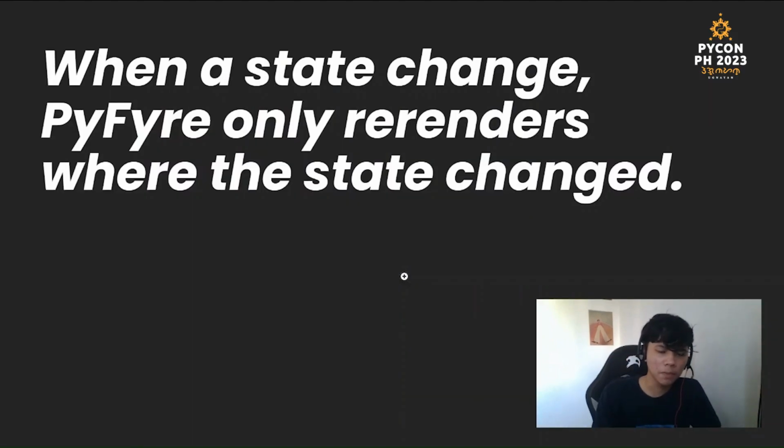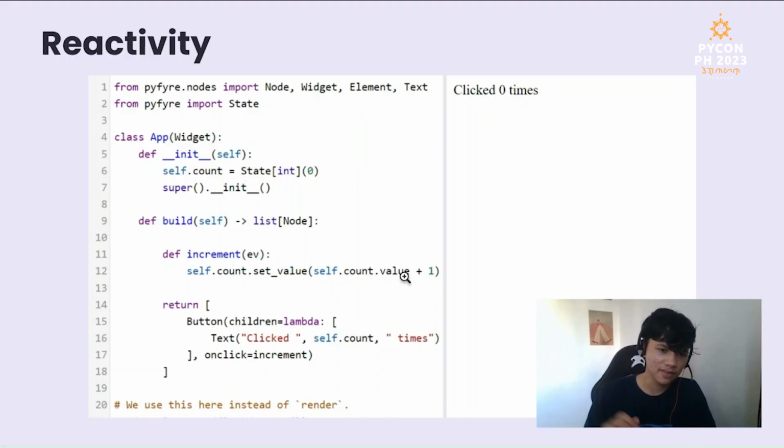When a state changes, PyFire only re-renders where the state changed. That's why it's truly reactive. I'll show you what I mean by this in a second. As you can see here, we have a button that, whenever clicked, will run the increment method. Now that's where the lambda keyword comes in. Instead of re-rendering the whole widget when a state changes, it will just run where the state changed.